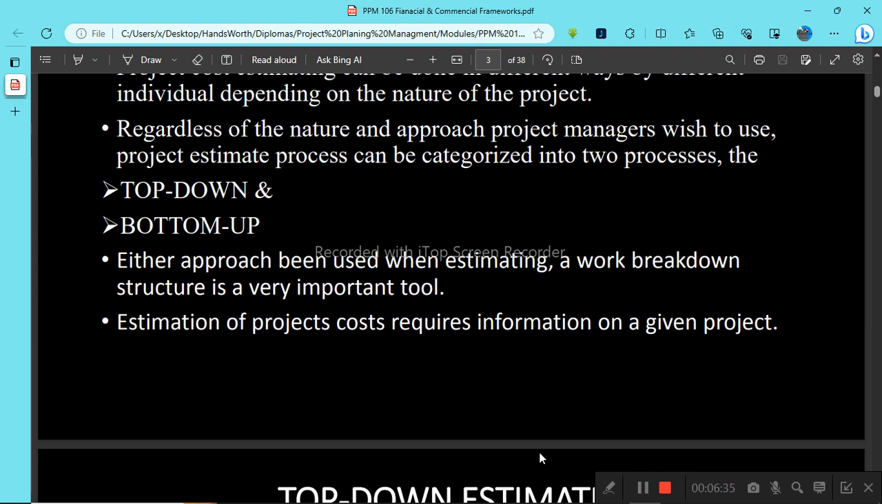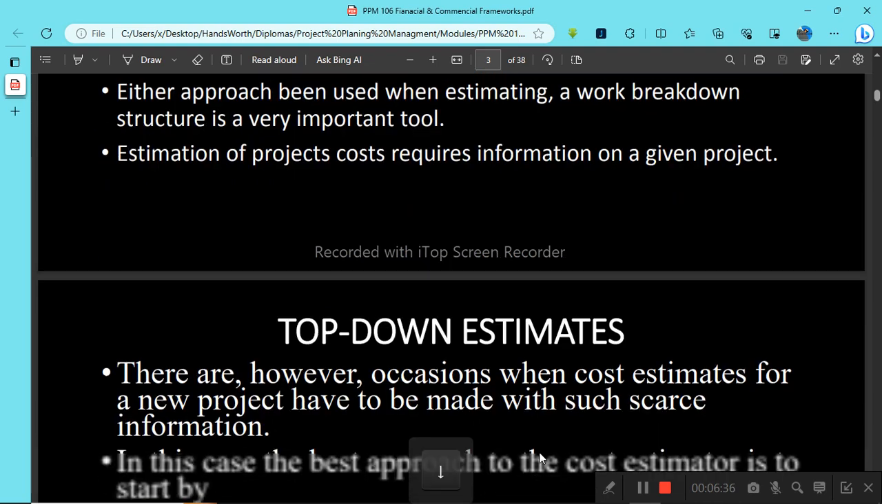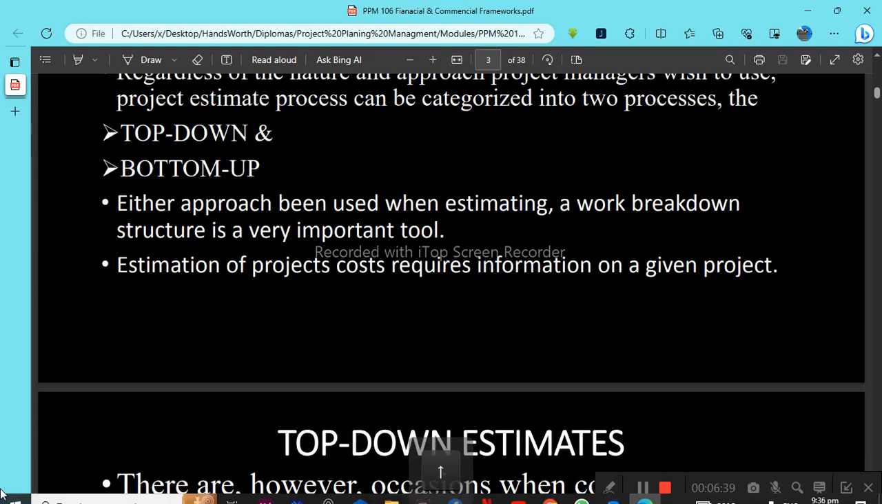Okay, so just like they have said under this last point, estimation of project costs requires information on a given project. So the information is simply coming from this work breakdown structure. Okay, it is giving you information about the activities that are involved or required.